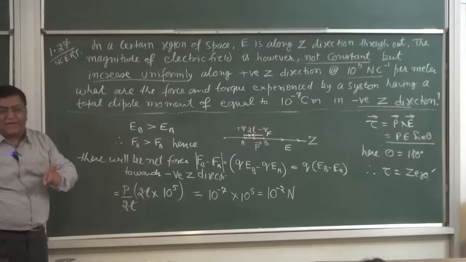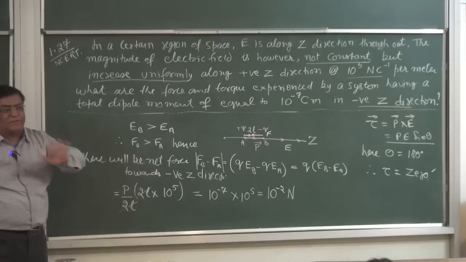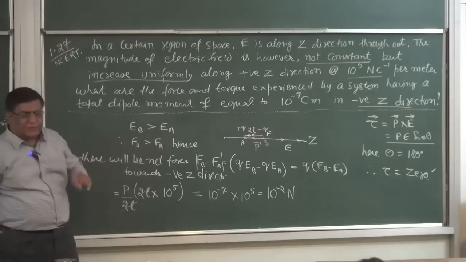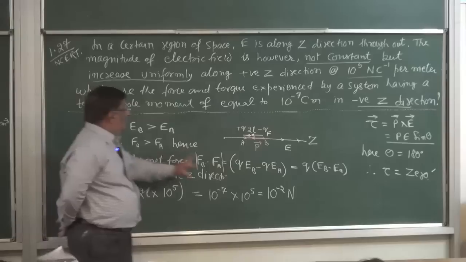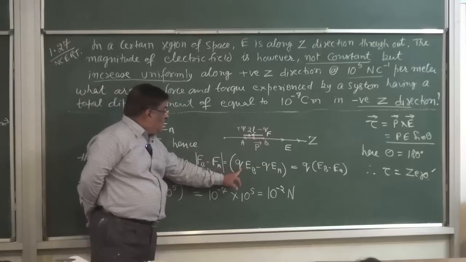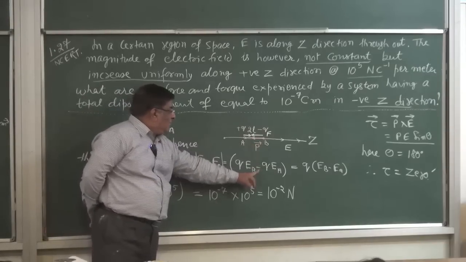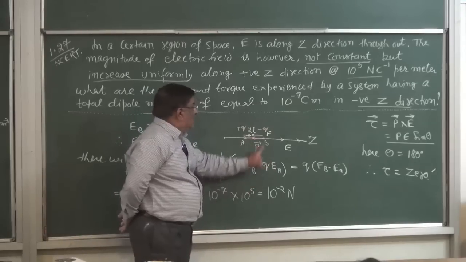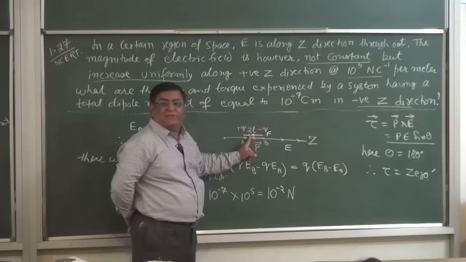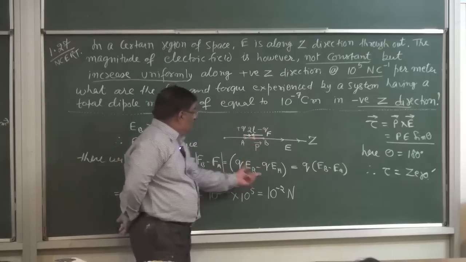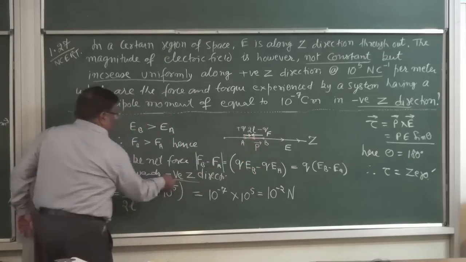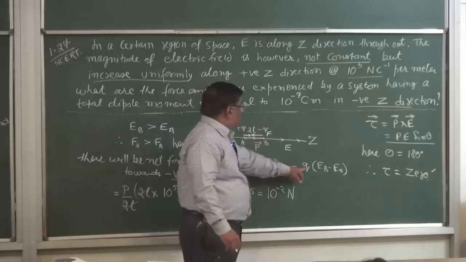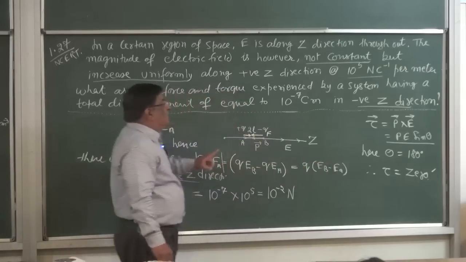I will revise it once again. फिर से सुनिए. टॉर्क 0 क्यों हुआ? Theta is equal to 180. That is easy. फोर्स के लिए हमने क्या फॉर्मूला बनाया? Force on Q at B minus force on Q at A. Why minus? This is a larger force, this is a smaller force. So this is the net force, and what is its direction? Negative Z direction. QEB minus QEA, EB minus EA.